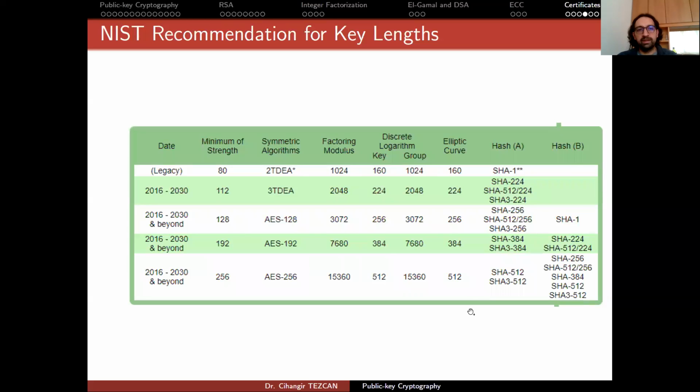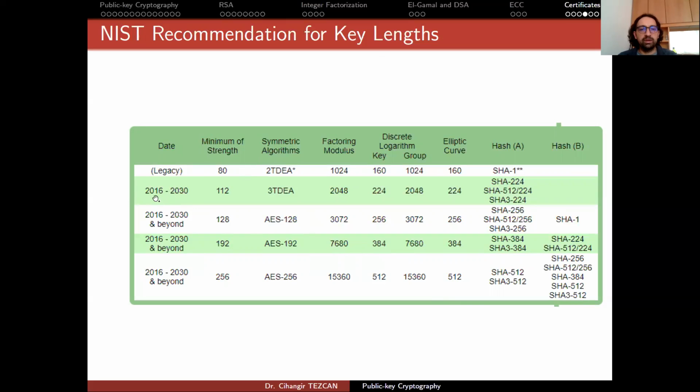So let's conclude with key lengths. This picture is actually taken from keylength.com. You can check that web page for up-to-date information. The NIST recommendation for key lengths is currently as follows. They say that 80-bit security is no longer enough. It can only be used in legacy cases.